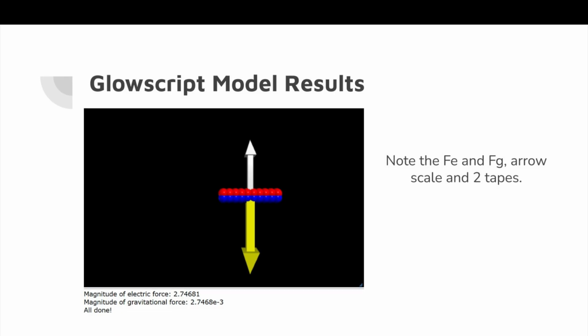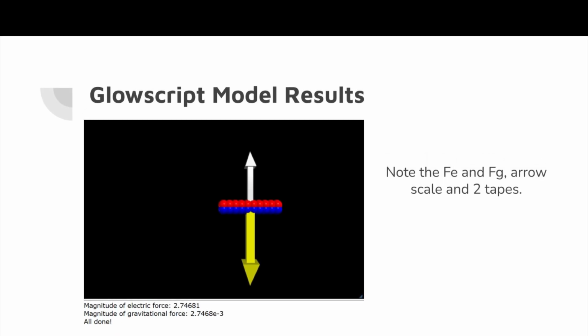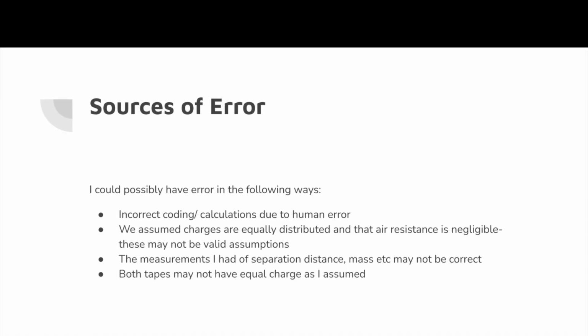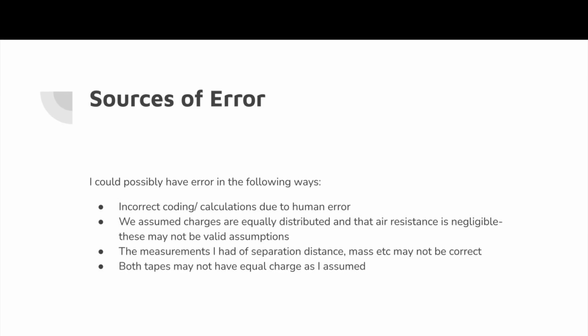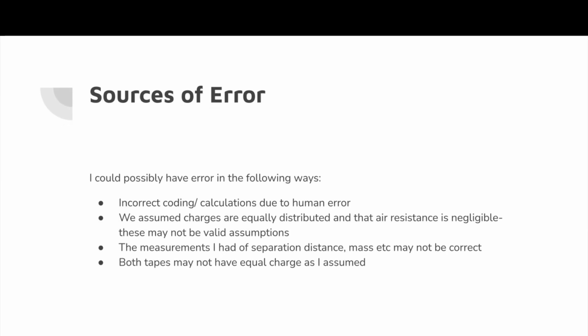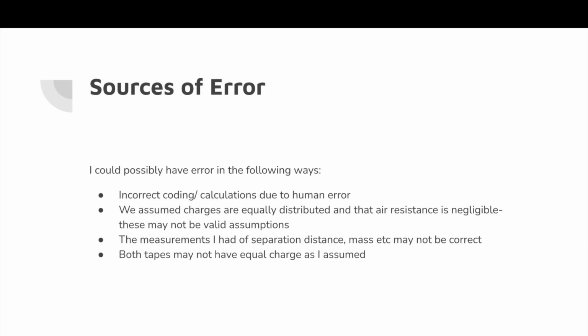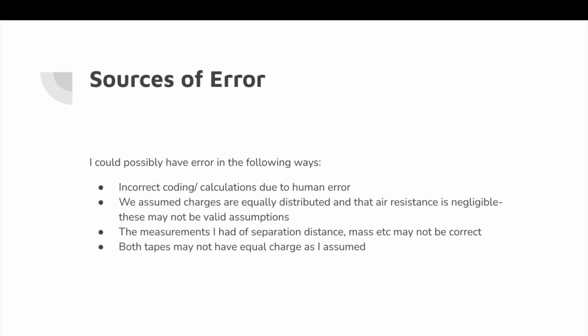Some sources of error in this experiment: incorrect coding or calculations due to human error. We assumed that the charges are equally distributed and that air resistance is negligible. These may not be valid assumptions, of course. The measurements I had of separation distance, mass, and more may not be correct, and both tapes may not have equal charge, which is what I assumed. So a lot of the assumptions would be the sources of error.